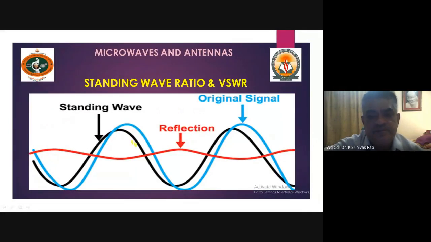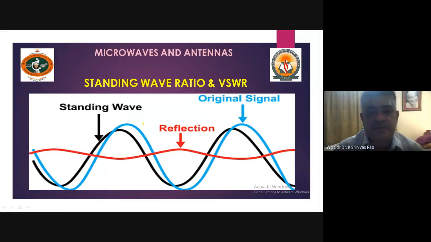Ideally speaking, I should not have any standing waves existing in the transmission line. If you have more standing waves, then there are a lot of problems and a lot of issues for you. But there are some applications where this kind of standing wave is required to achieve certain applications and uses. So those are also very critical.